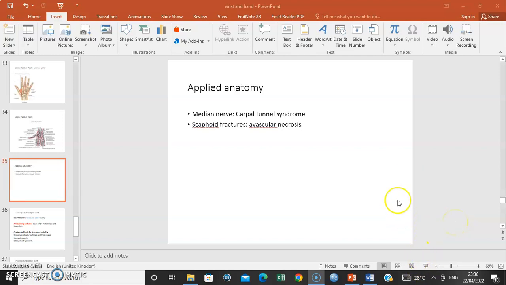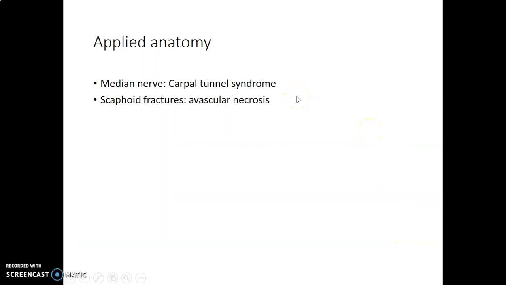Hello, so let's continue with our series on the wrist and the hand, generally just the wrist and the hand. So we were to discuss the applied anatomy. Remember that the carpal tunnel forms the anterior relation of the wrist, so you're allowed to discuss carpal tunnel syndrome at this juncture.